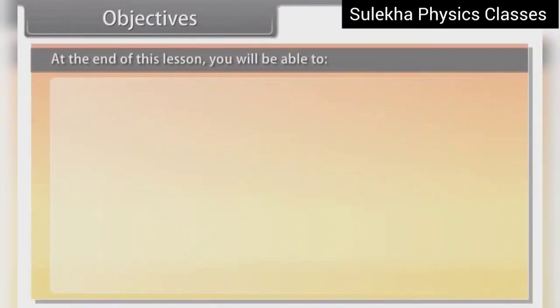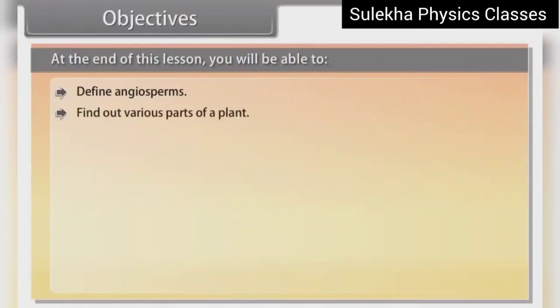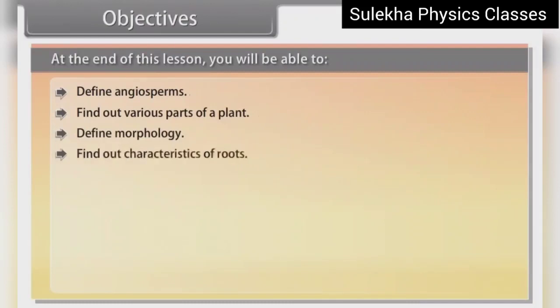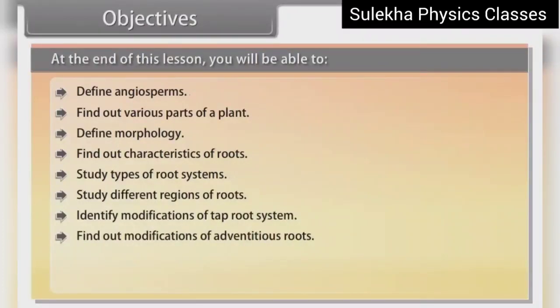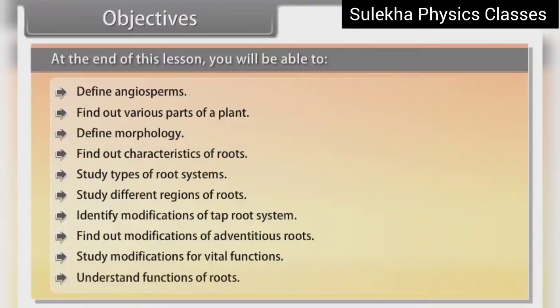Objectives. At the end of this lesson, you'll be able to define angiosperms, find out various parts of a plant, define morphology, find out characteristics of roots, study types of root systems, study different regions of roots, identify modifications of taproot system, find out modifications of adventitious roots, study modifications for vital functions, understand functions of roots.